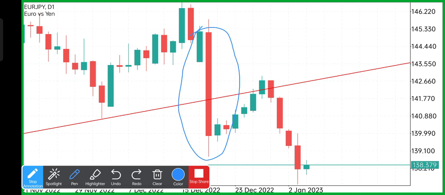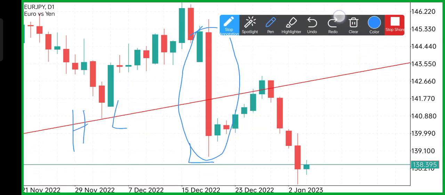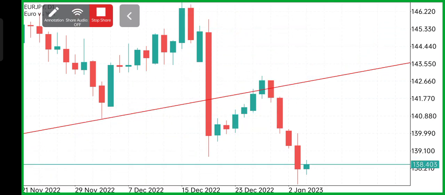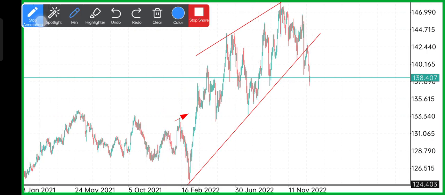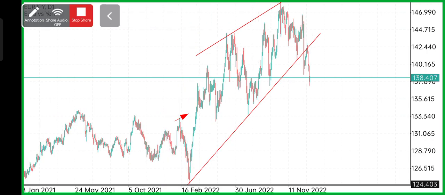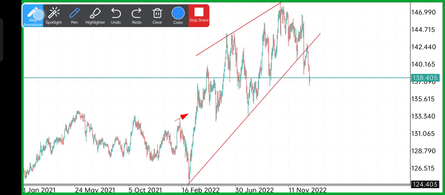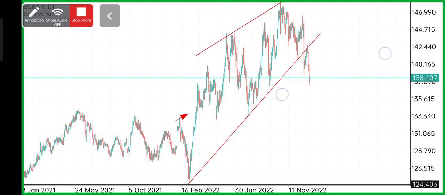It created a lower low, and this was a higher low. So it could have respected and kept the series of higher highs and higher lows, but it did not do that, because we had more sellers than buyers. That's what happened.